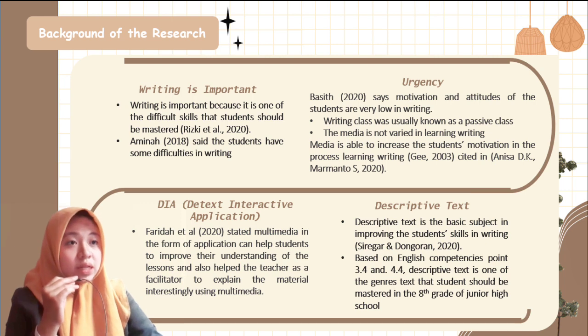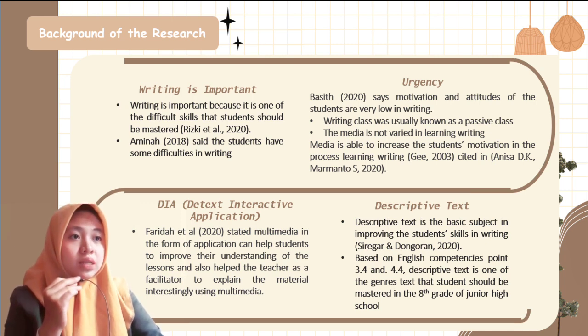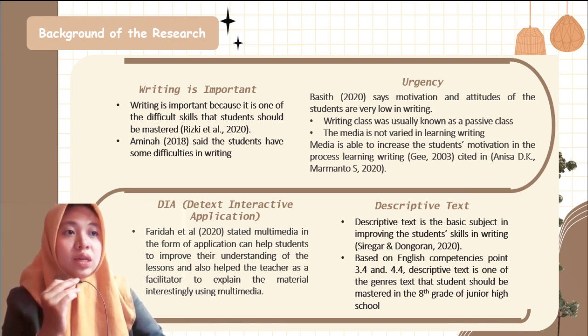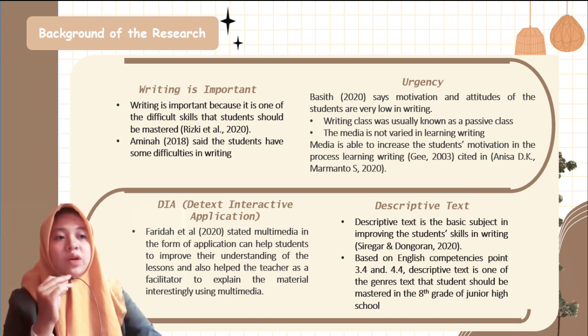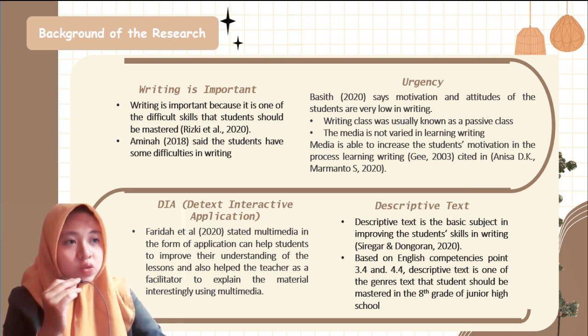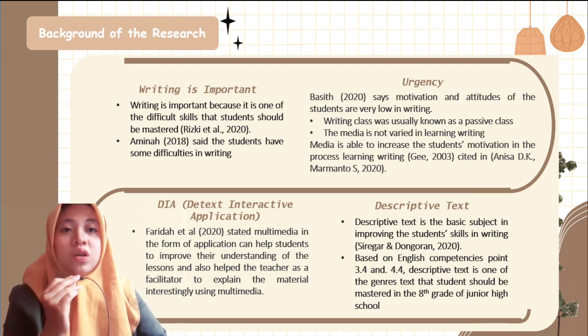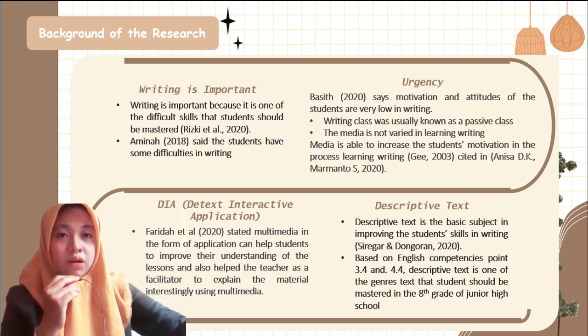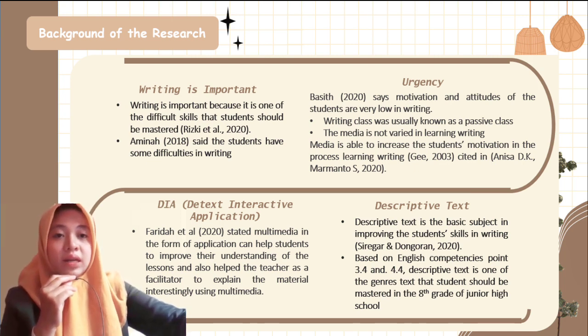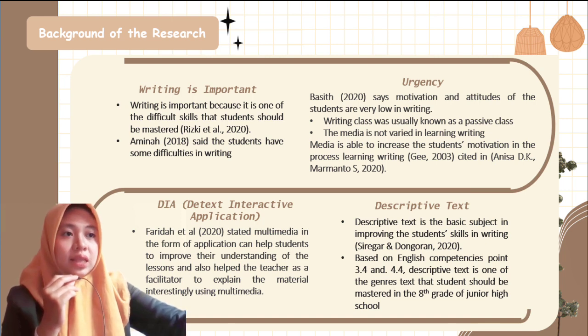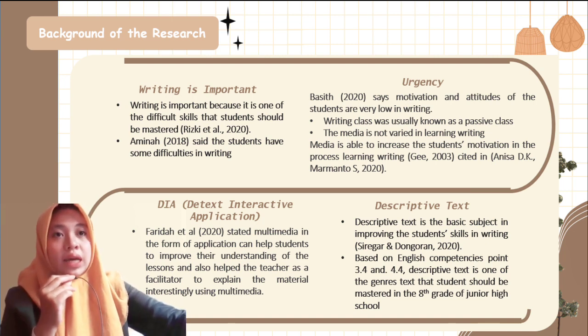And then the last one is the descriptive text. The descriptive text is a basic subject in improving students' writing skills. And then, based on English competency points 3.4 and 4.4, descriptive text is one of the genres that students should master in the 8th grade of junior high school. Therefore, based on the background, the researcher aims to develop the media, namely DIA, the Detext Interactive Application, in learning writing descriptive text. Okay, let's go to the next one.